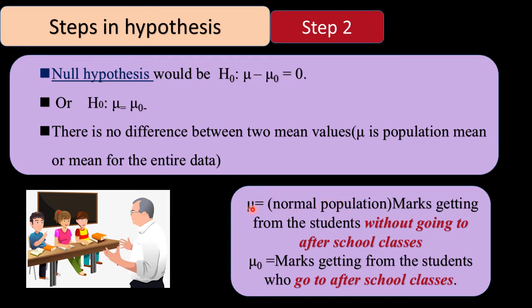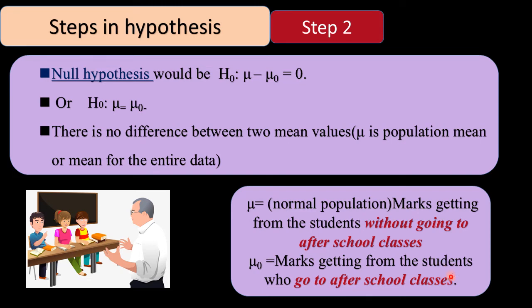The normal population is mu. Then marks getting from the students without going to after school classes, we guess that is one value, some particular marks. That is called mu. Then mu naught is we are getting the sample out of the normal population, and the particular students are going to the after school classes.